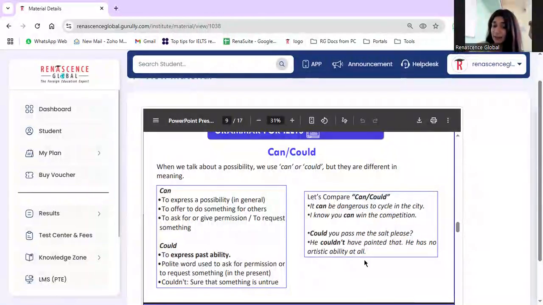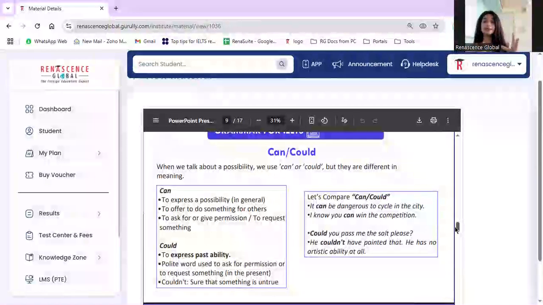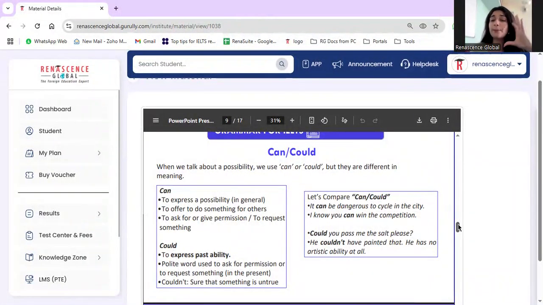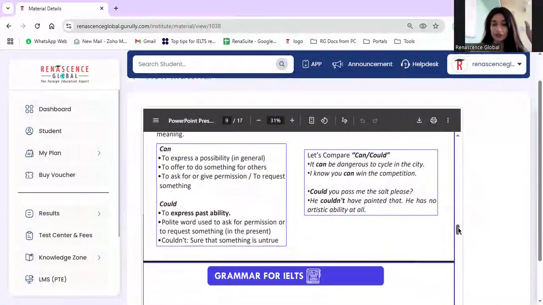He couldn't have painted that. He has no artistic ability at all. So he couldn't have painted that, which means a person has not painted that. And it's a past possibility, past prediction.